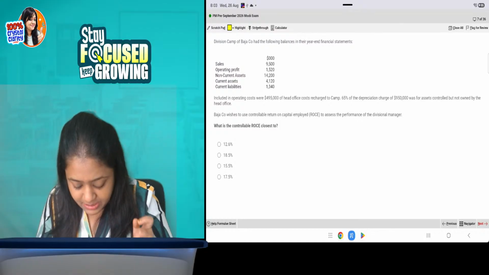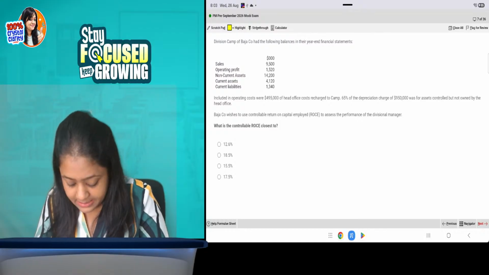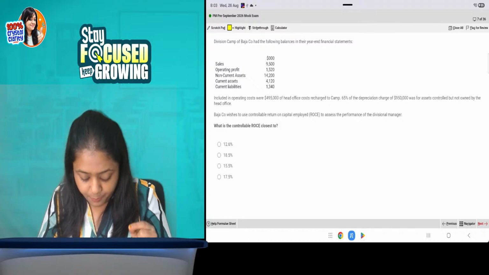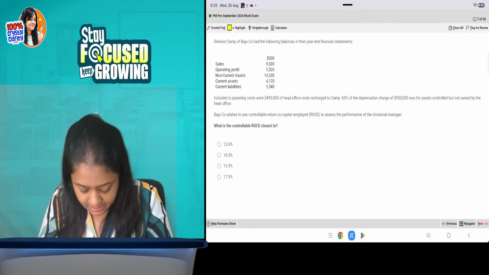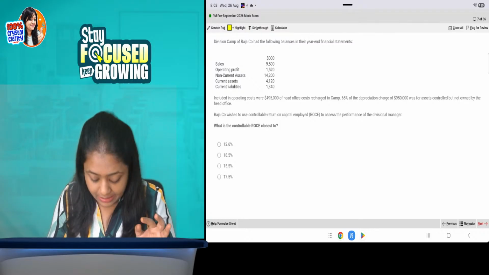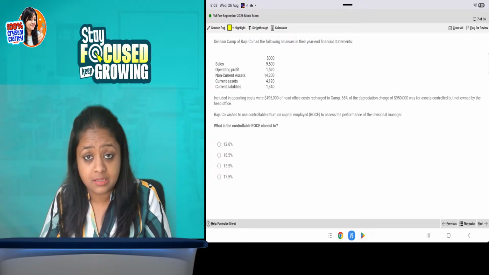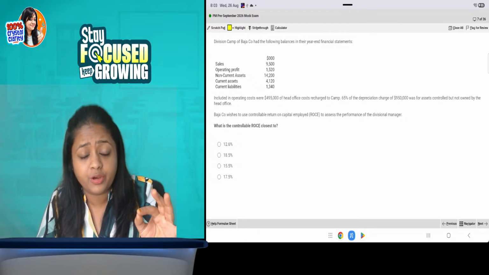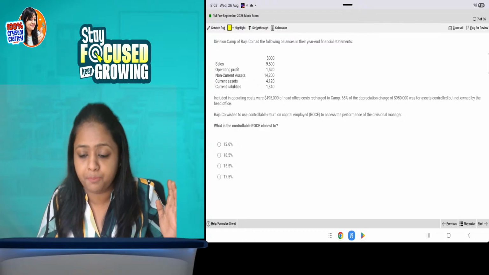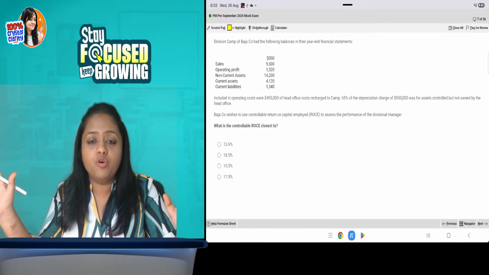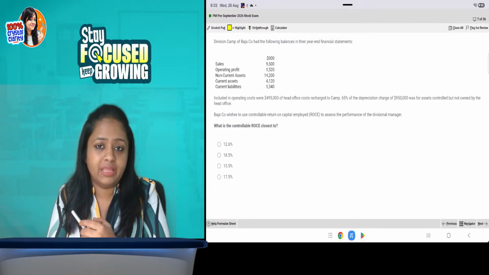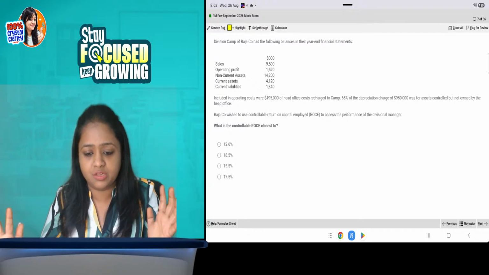Division Camp of Baja Company had the following balances in their year-end financial statements. Sales, operating profit, non-current assets, current liabilities, all details are given to you. What are you going to calculate? Controllable ROCE. Controllable ROCE means you have to calculate controllable profit divided by controllable capital employed. Okay, remove the head office expenses, remove all these expenses that are not in your control. Simply we do this logic.